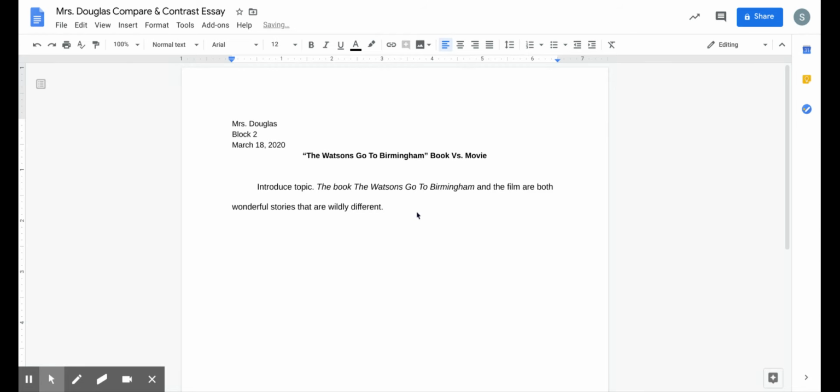Okay, next paragraph is where you're going to introduce something about the book. So what happened in the book that you remember that didn't happen in the movie? Or maybe we can talk about similarities first. It's up to you. In the novel, the Watsons go to Birmingham. We meet. Who do we meet? Weird Watsons. The Watsons family. What year are we in? In 1963. Remember, these are just notes. These are obviously not complete sentences.